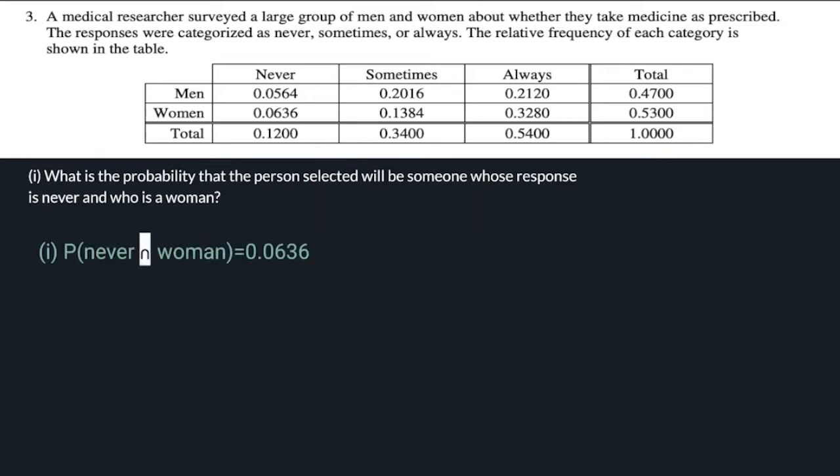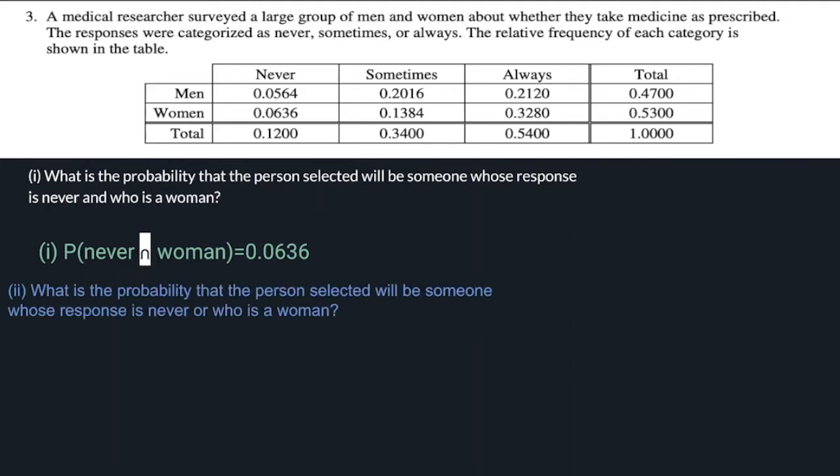Now, the only thing we should not forget is how to write the notation. So P, as in probability, and in parentheses, never intersection woman. The intersection symbol is a backwards U. It's just the "and" symbol. When it's asking for the probability of someone who's never and who is a woman, that "and" is represented by the intersection sign.